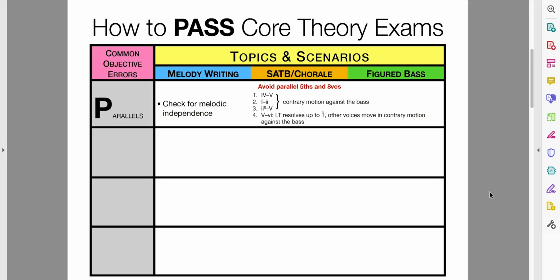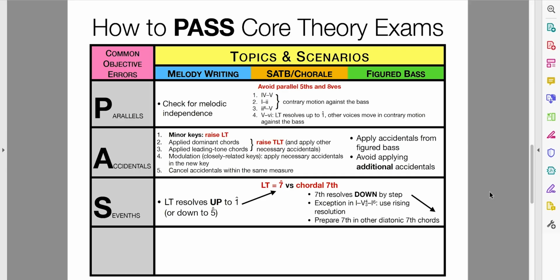After seeing and hearing about these errors for a while, it could get overwhelming and hard to keep track of them. So as a way to help you organize what you need to work on, I'll share a study guide that summarizes these common errors and highlights the typical questions and scenarios where they would occur in a written theory exam, such as melody writing, SATB and chorale harmonization, and figured bass. So in order to pass the theory exam, you'll need to master the following: parallels, accidentals, sevenths, and sequences.